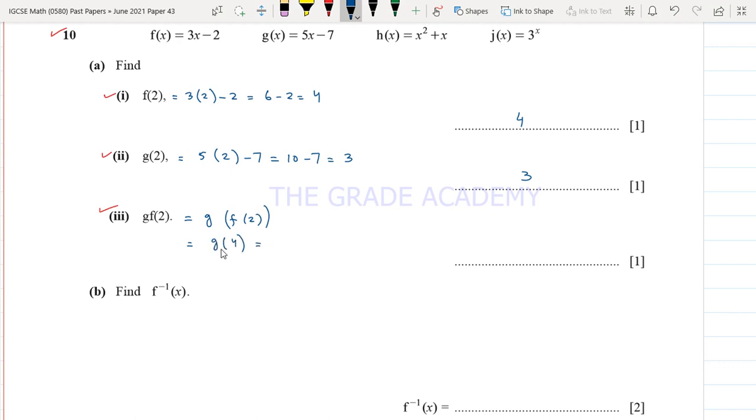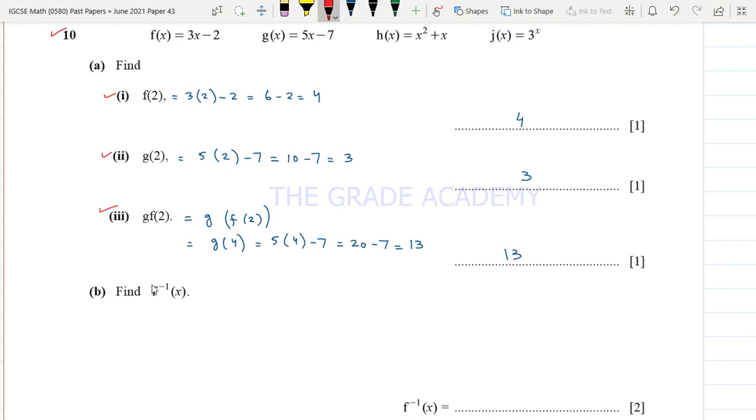So now what is g of 4? We have to put 4 into the function g. In place of x over here, we have to plug in 4. So we get 5 times 4 minus 7, which is equal to 20 minus 7, which is 13. So g f of 2 is 13.